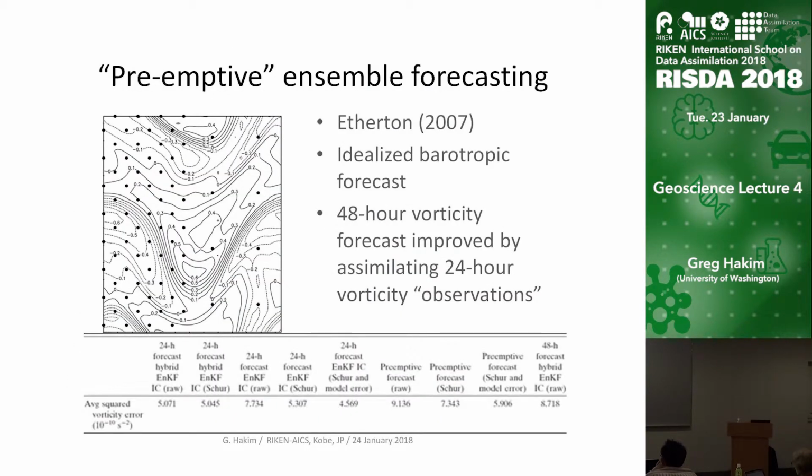So this was originally proposed by Brian Etherton. He called it preemptive ensemble forecasting. He illustrated it in a very simple two-dimensional fluid dynamics context and showed that forecasts of vorticity, which is a measure of spin, can be improved by assimilating observations at some intermediate time.